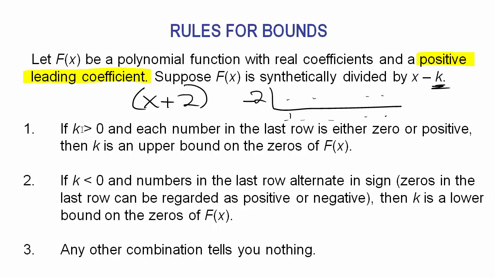Now, if k is a positive number, and each number in the last row is either positive or 0, then we know that number is an upper bound. So that means all of the possible zeros have to be smaller than whatever that number is. If, however, you did synthetic division with a negative number, and then the last row has alternating signs, positive, negative, remember that zeros can be regarded as either, then we know that's a lower bound. Any other combination tells you nothing.